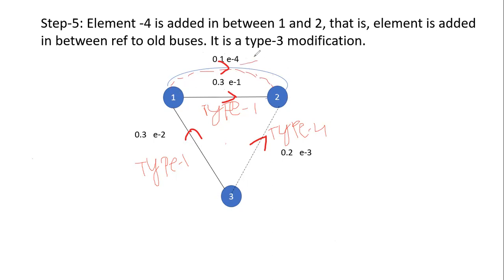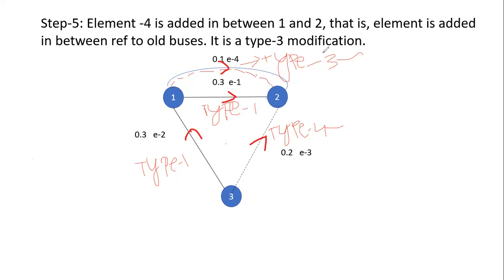Okay, therefore it is the type 3 modification. In this network we are using three types of modifications: type 1 modification, type 3 modification, and type 4 modification. If we are obtaining the type 3 and type 4 modifications, then it will be considered as the links. The other elements will be considered as the branches.